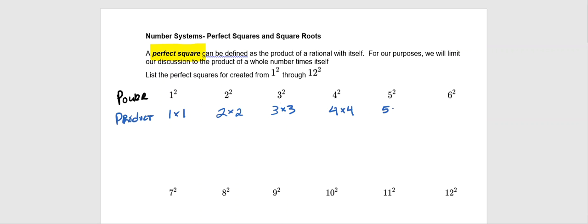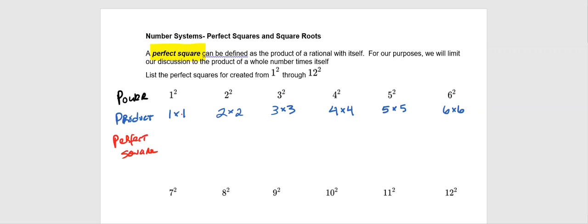And I think you're beginning to get the picture here. So 5 squared is 5 times 5. 6 squared is 6 times 6. These are all examples of products. Now, the result of those products, by the time we're all done, when we raise a number to the second power, meaning we multiply it by itself, is that we get a perfect square.